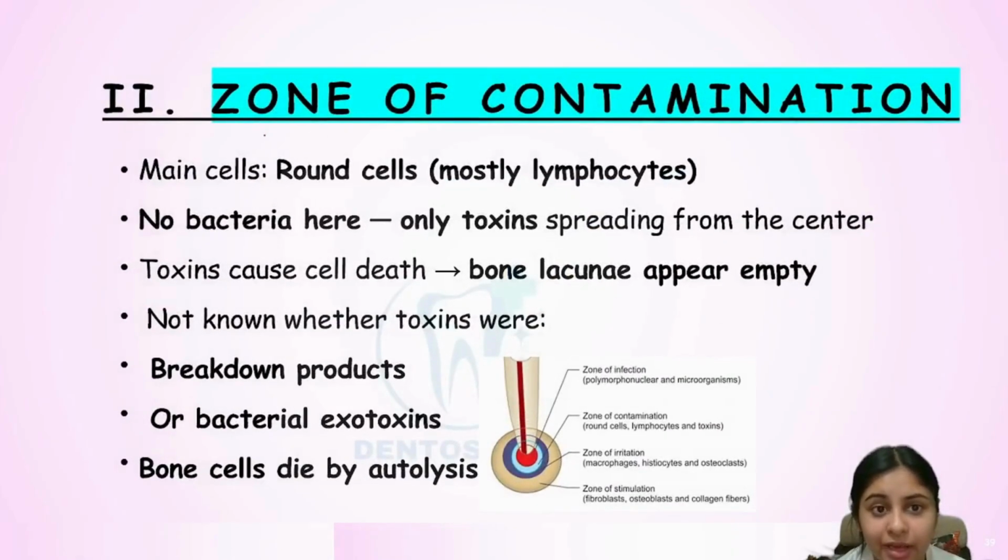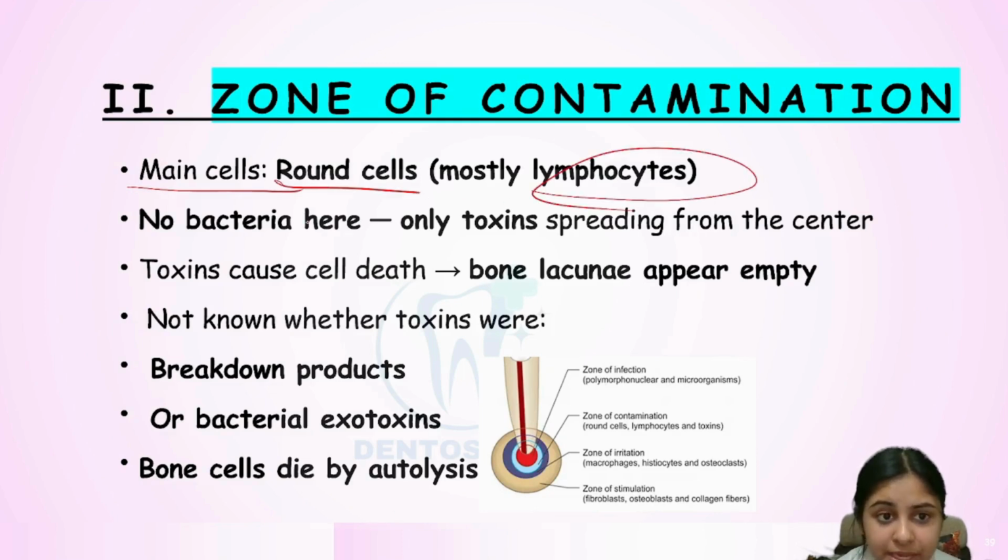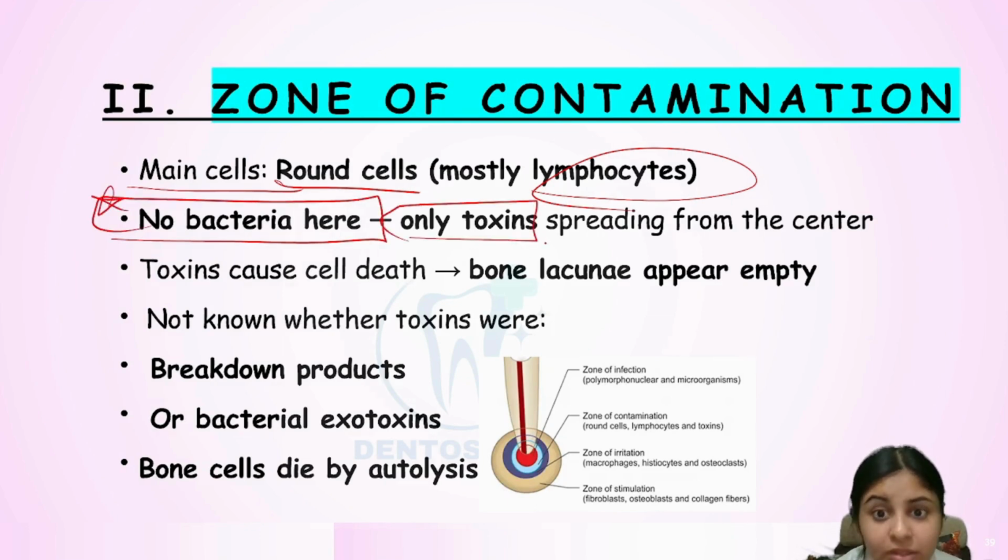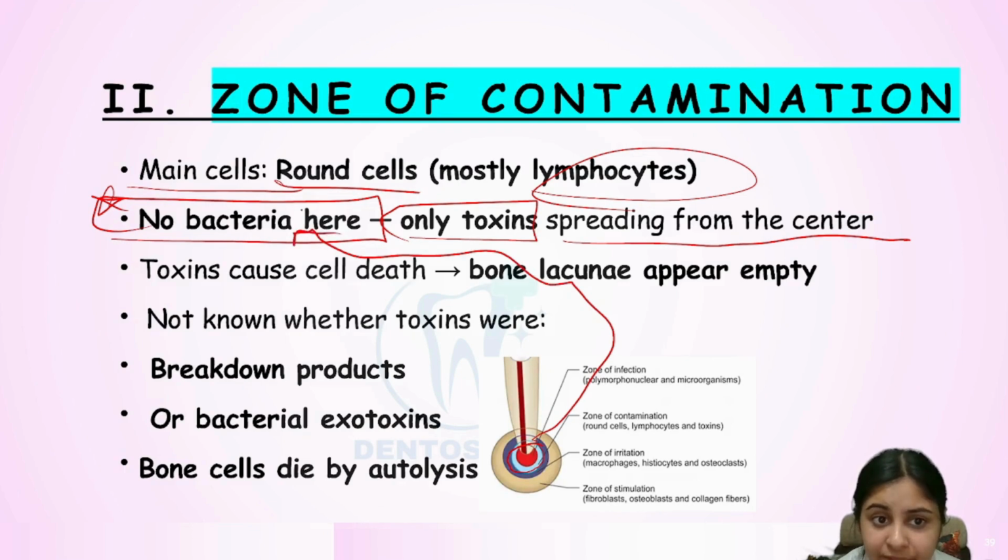Let us see the second, that is the zone of contamination. Here the main cells are the round cells, which are the lymphocytes. Here no bacteria are present, very important, but their toxins are present here, only the toxins which are spread from the center. So in this second zone, the zone of contamination, there is no bacteria present, but their toxins are present.